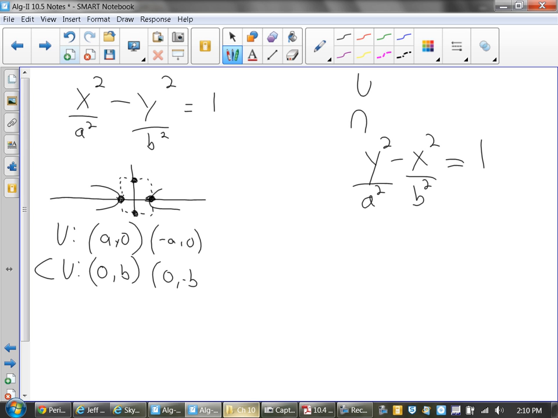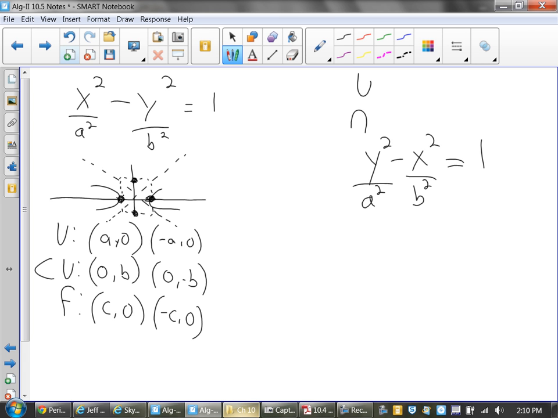Again, we'll get to that in a second, but the focus, since it's going left and right, will always have the same y value as the vertex when it's going left and right. So your focus would be at c comma 0, and then negative c comma 0. We'll talk about these asymptotes in a second.